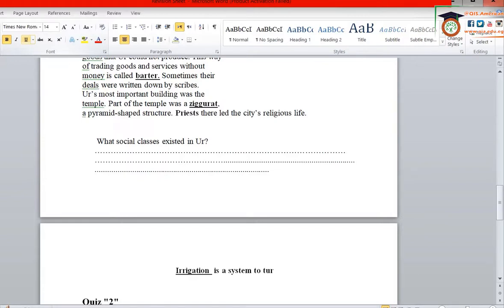to turn deserts to, this is your critical question today. Irrigation is a system to turn deserts to what? Please search for it. Very important, the meaning of irrigation.